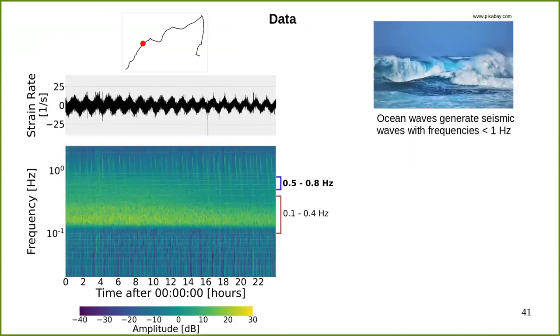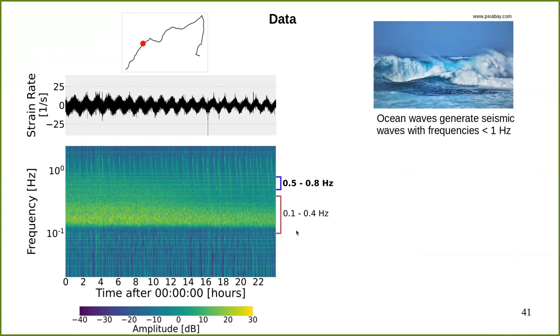So let's finally look at some data. Here, we see a time series and the corresponding spectrogram for a channel whose position on the fiber is indicated here in the map. The spectrogram shows the frequency content of this channel over time, and 24 hours are shown. We want to analyze frequencies below 1 Hz, and we see that the most energetic frequencies are those between 0.1 and 0.4 Hz, continuously recording energy here.